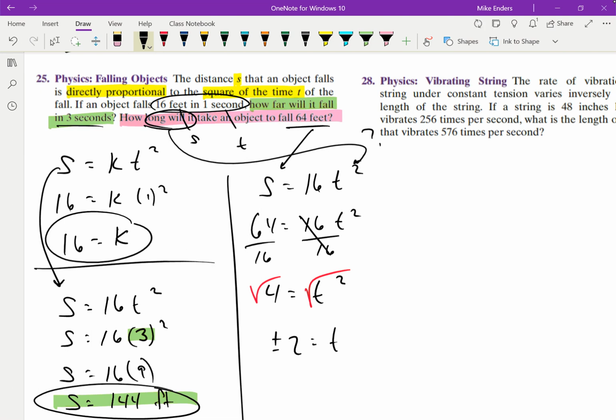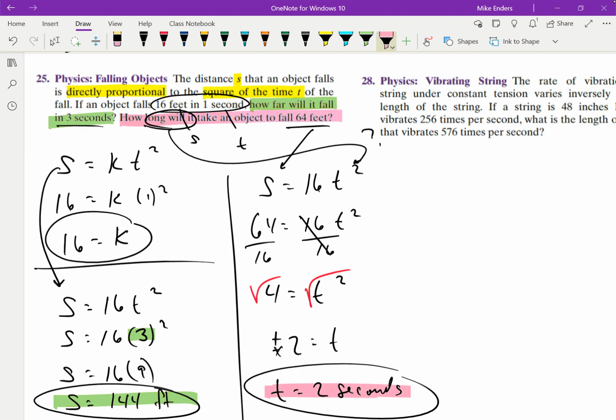So how long will it take the object to fall 64 feet? We would say 2 seconds or negative 2 seconds. Now in context, negative 2 seconds makes zero sense. So we would ignore the negative and just say time equals 2 seconds. So it would take 2 seconds for this object to fall 64 feet. Some questions related to time here in physics and some falling objects.